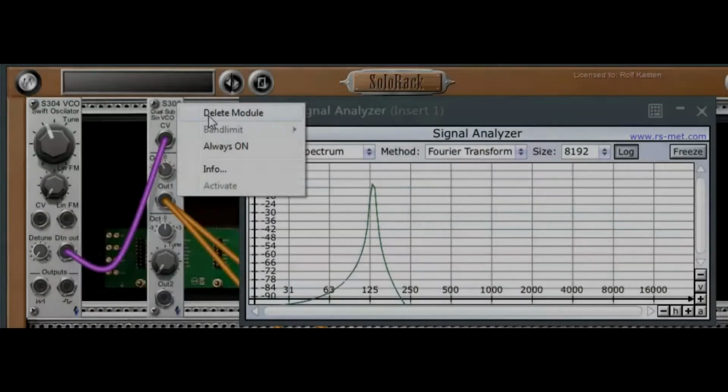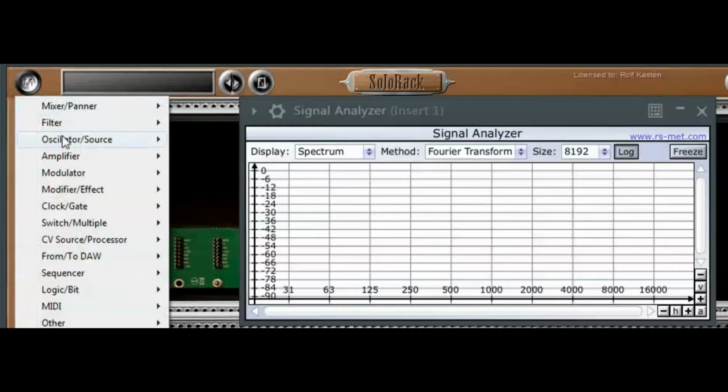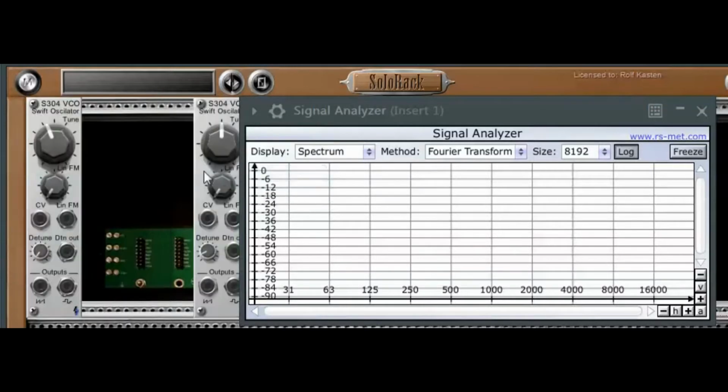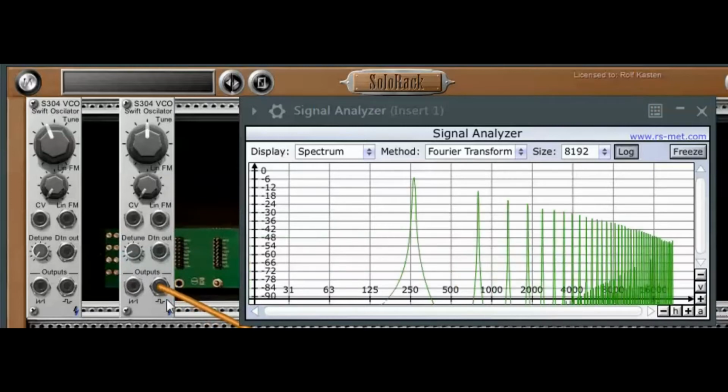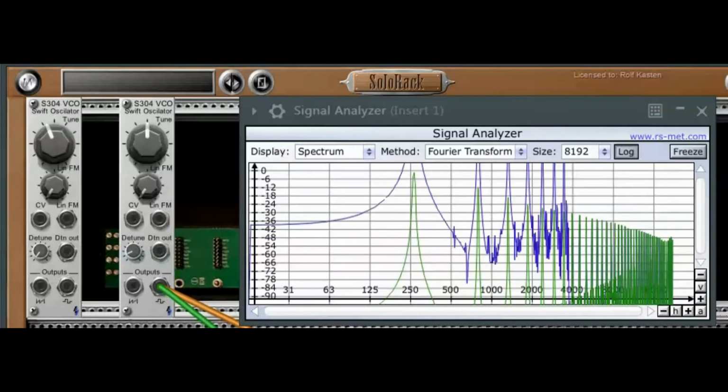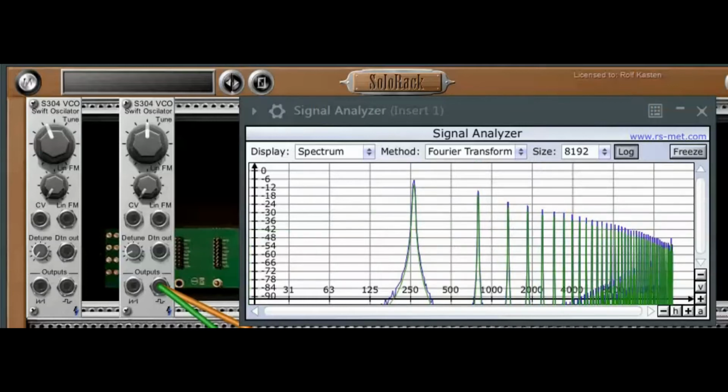And it is, of course, the same with the second S302 instead of a sine sub oscillator. The frequency range is still 2 octaves.